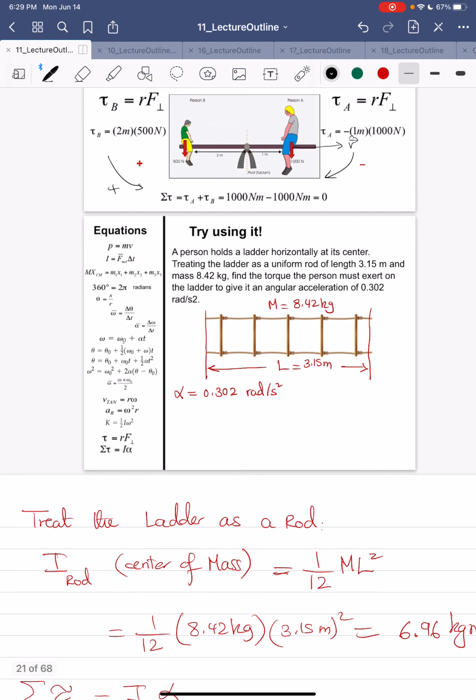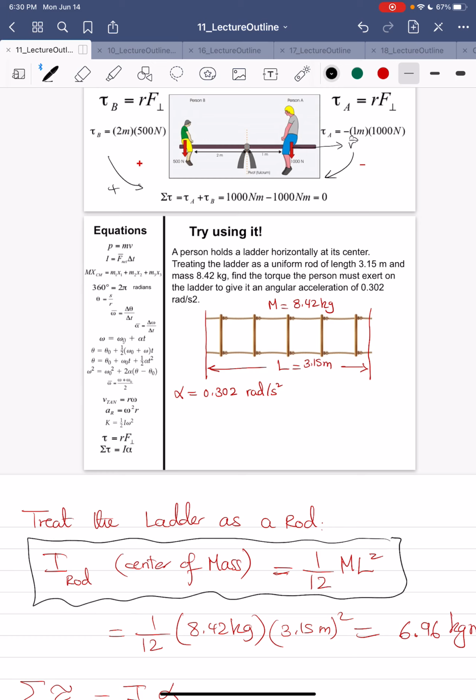Now try using it. A person holds a ladder horizontally at its center, and treating the ladder as a uniform rod of length 3.15 meters and mass 8.42 kilograms, find the torque the person must exert on the ladder to give it an angular acceleration of 0.302 radians per second squared. You need to go to the table for the moments of inertia and find that when we have a rod rotating about its center of mass, I for the rod is 1/12 ml squared.